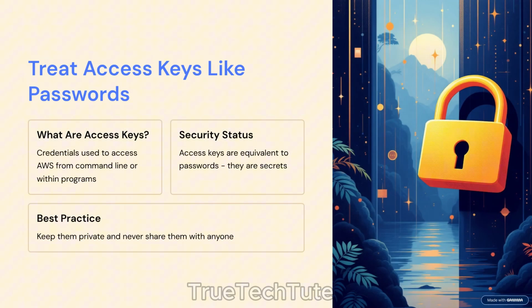If you need to access AWS from your computer using the command line or from within a program, you'll use access keys. These access keys are just like passwords. They are a secret. You must keep them private and never ever share them with anyone.